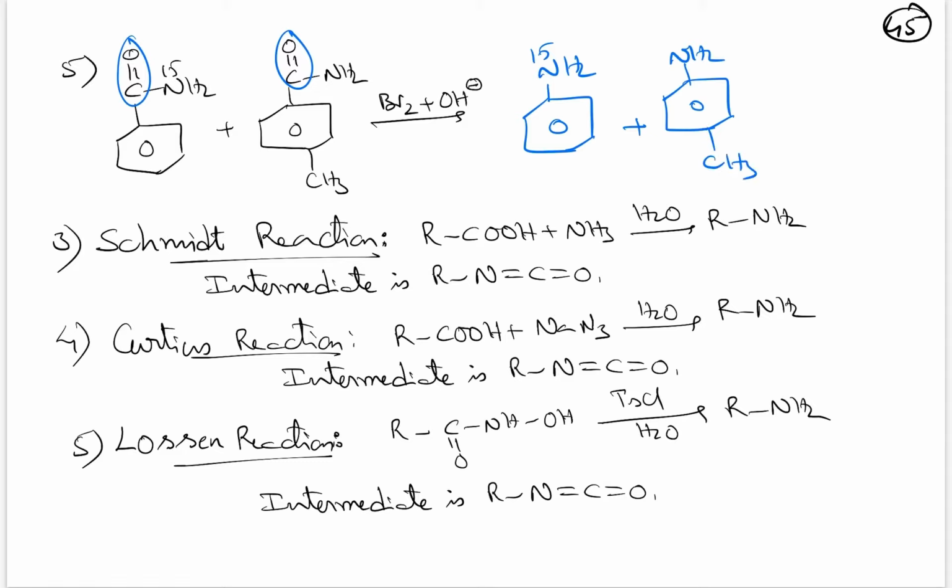And similar mechanism or similar intermediate forming reactions are also there, like the Schmidt reaction, in which carboxylic acid treated with hydrazoic acid followed by hydrolysis will give amine, and the intermediate is alkyl isocyanate. Curtius reaction also, carboxylic acid with sodium azide followed by hydrolysis will give you primary amine. Same intermediate here also. Lossen reaction also, similar intermediate will be formed.